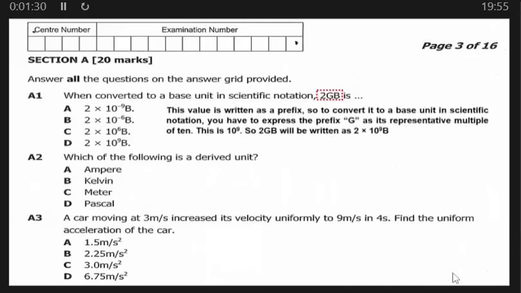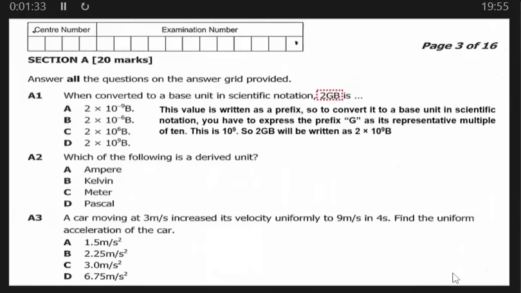So what you should know is that this value is written with a prefix. To convert it to a base unit in scientific notation, you have to express the prefix G as its representative multiple of 10. So that G has a representative multiple of 10, which is 10 to the power 9. So 2 GB will be written as 2 times 10 to the power 9 bytes. So this simply means our answer is D.